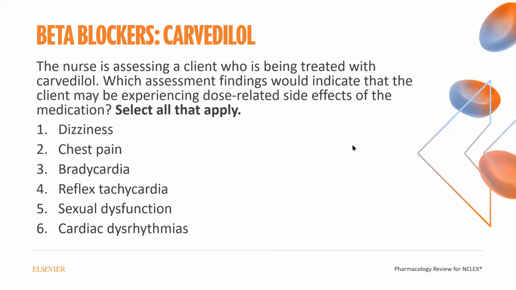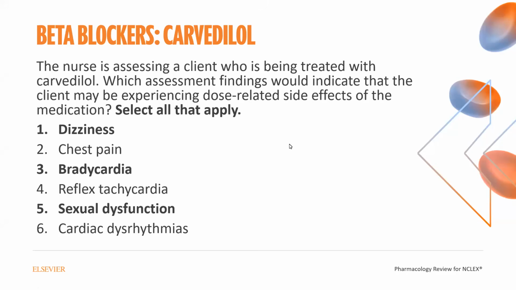All right, so it looks like we're kind of all over the board on this one. So let's take a closer look. The correct options are going to be options 1, dizziness, 3, bradycardia, and 5, sexual dysfunction. And so let's look a little bit closer.